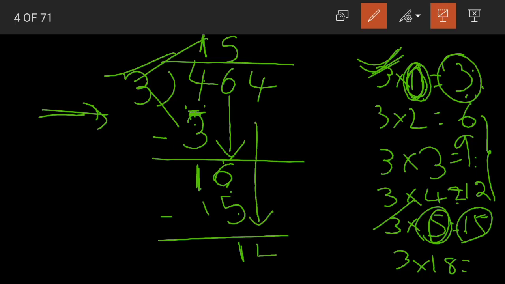Now bringing the last digit down, that is 14. Again, do we have 14 in the 3 table? No. Do we have any number that is just less than 14? Yes, we have 12. So 3 4s are 12. Writing 4 in the quotient, 12 down here. When we subtract, what is left, children? 14 minus 12 is 2.